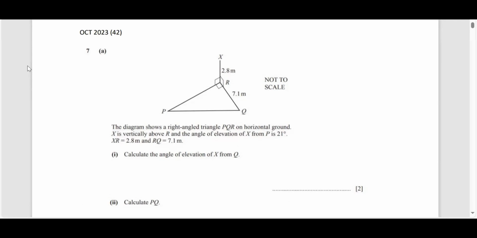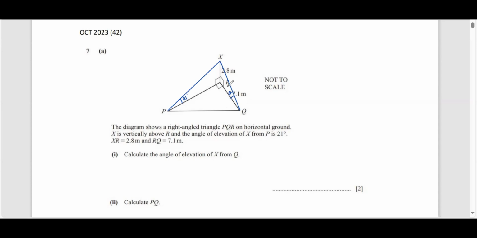So angle of elevation, so from P to X, let's connect this. And it's given that the angle of elevation is 21. So angle of elevation means this angle here is 21 degrees. XR is equal to 2.8 meter and RQ is equal to 7.1 meter. Calculate the angle of elevation of X from Q. So we need to join a straight line from X to Q, and we need this angle of elevation. I'll take this as theta here for the time being.